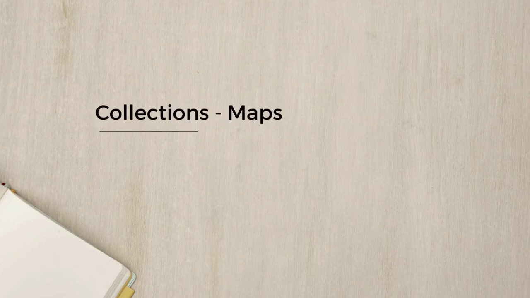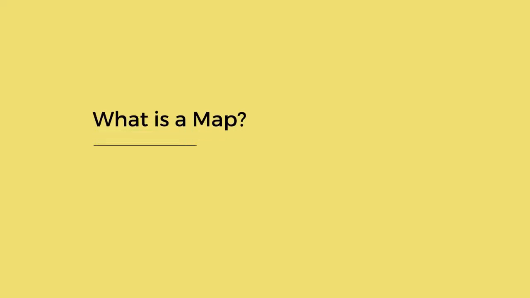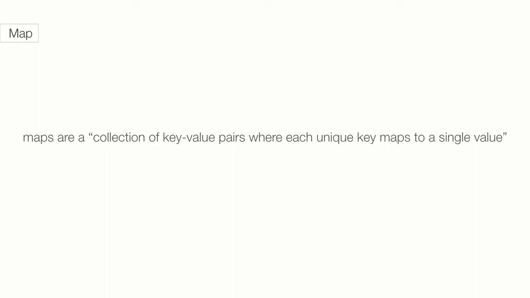We are now familiar with lists and sets. In this lecture, we'll talk about another type of collection called maps. According to the definition, a map is a collection of key-value pairs where each unique key maps to a single value.